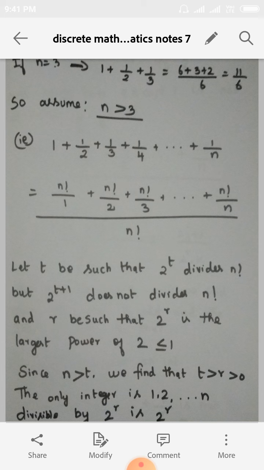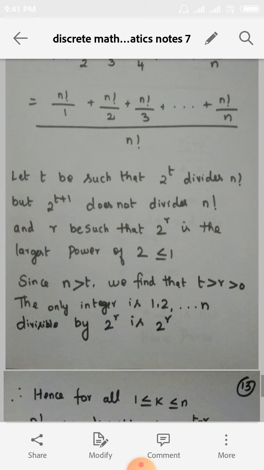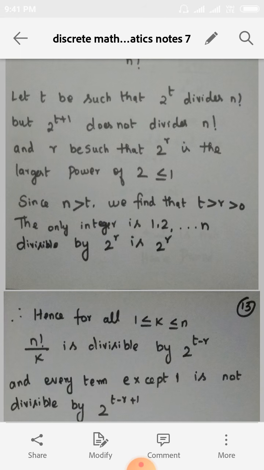So in this case we just multiply and divide by n factorial. Let t be such that 2 power t divides n factorial, but 2 power t plus 1 does not divide n factorial. So we have to introduce an integer variable r, that is 2 power r less than or equal to k. So we find that t is greater than r is greater than 0. The only integers are 1, 2, 3, etc. k is divisible by 2 power r.